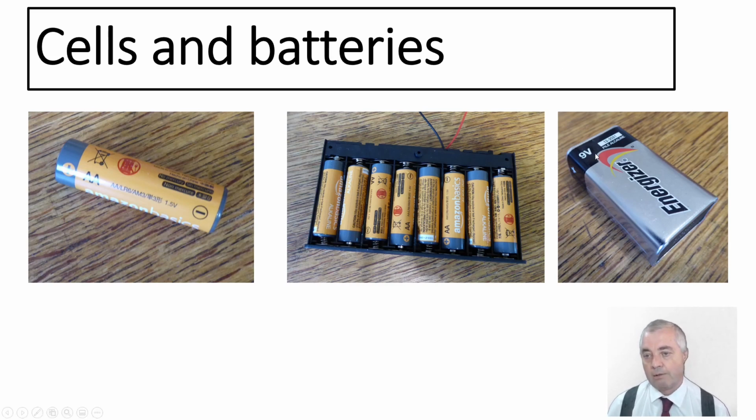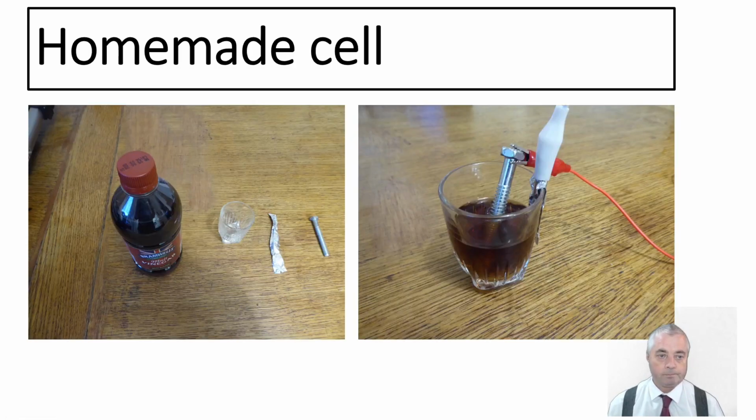So please don't take it apart, but if you did, you would find inside there were 6 cells connected together to give you the 9 volts, and that's why it's a battery. It's more than one cell. So that's the difference between cells and batteries.